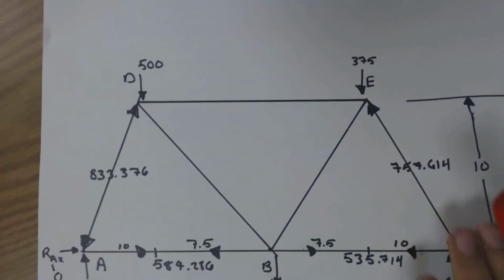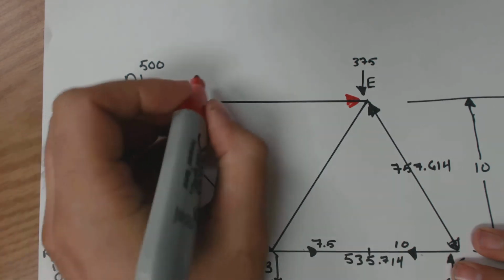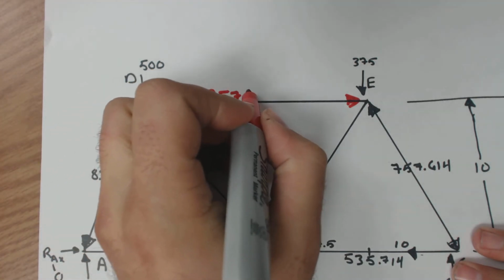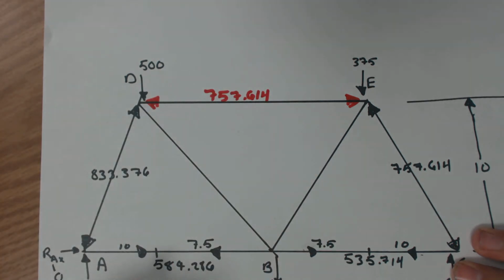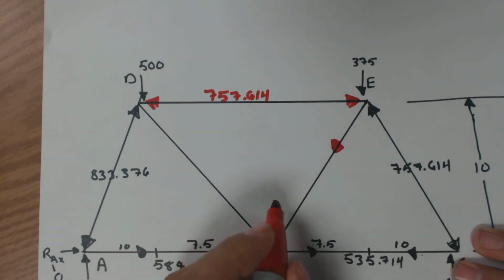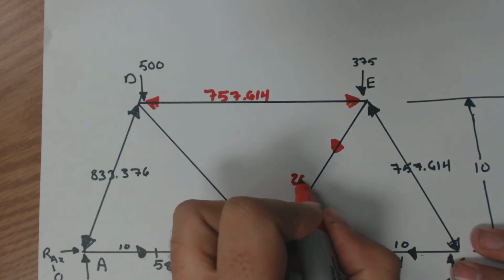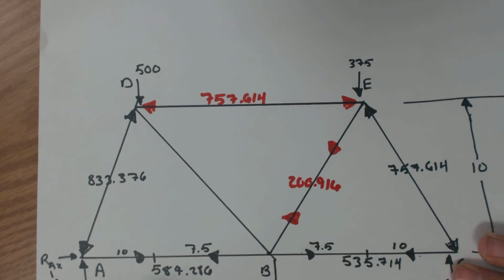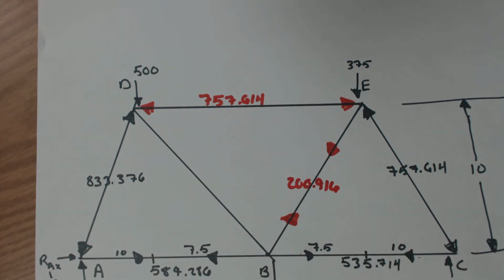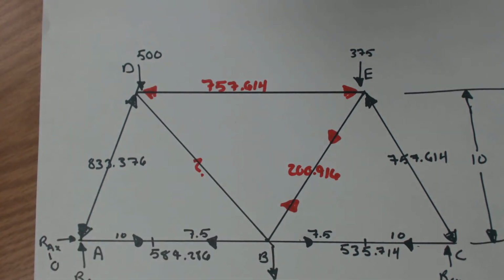Now let's update our overall chart. Our overall chart says this must be going that way, with 757.614, we'll call it pounds. I found out E to B is in tension, so it's going towards the center. It's 200.916. And you'll notice I only have one more question mark. That one right there.